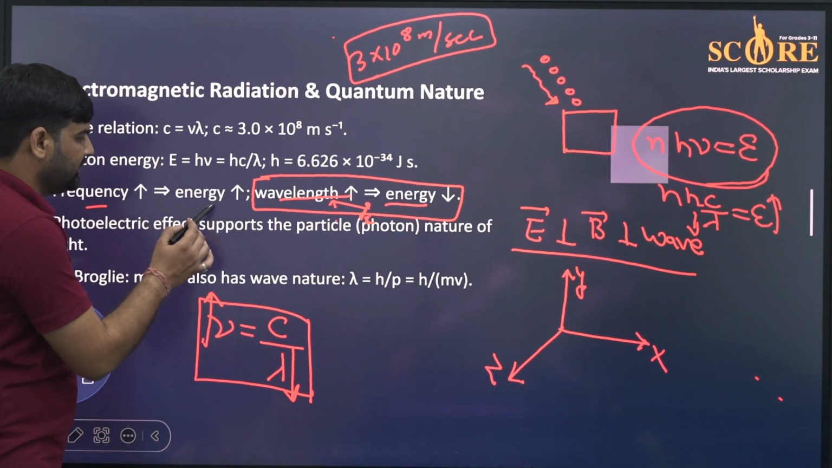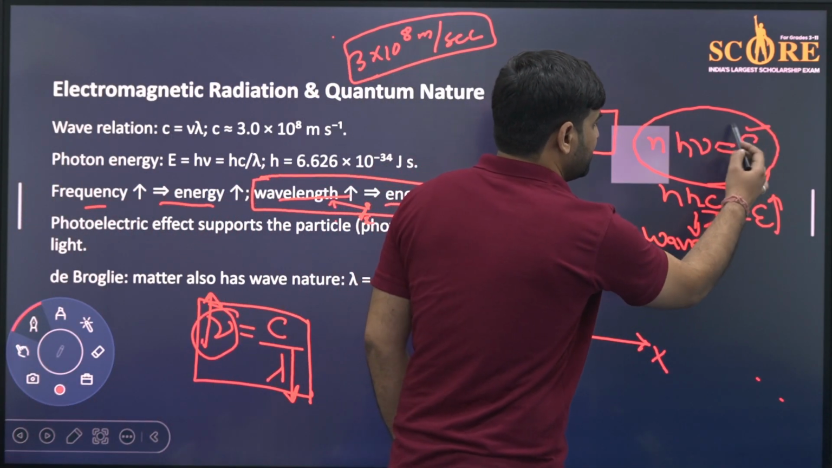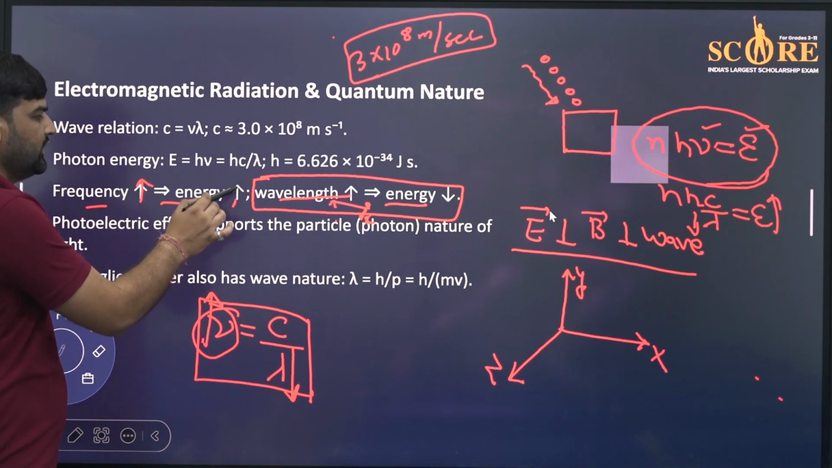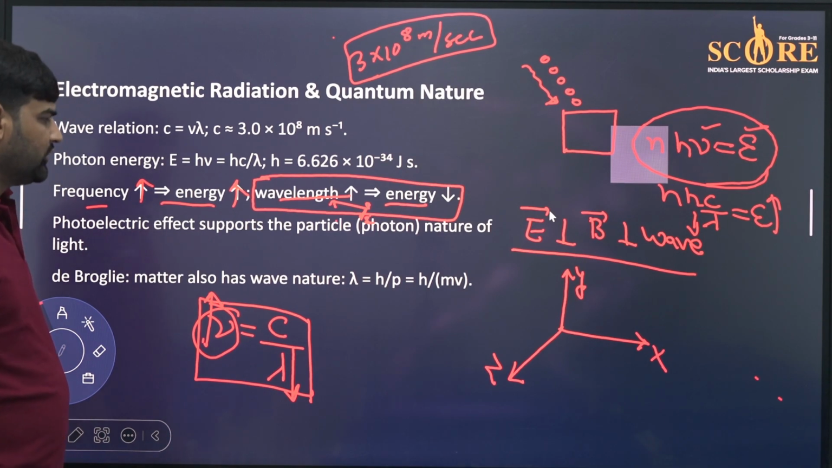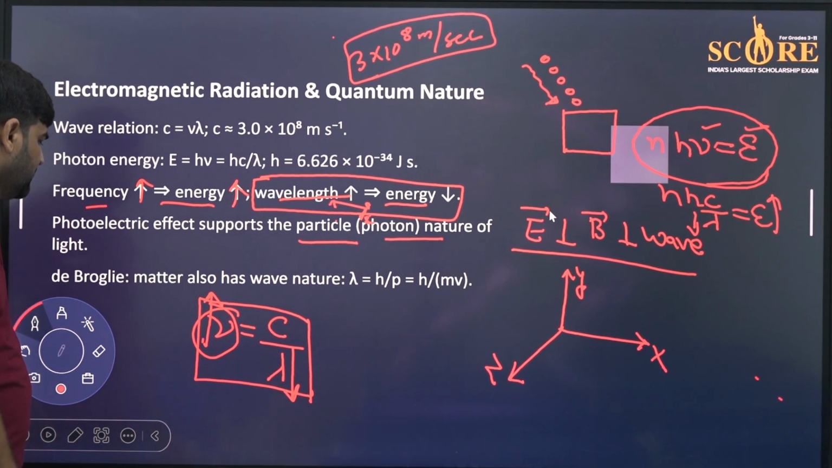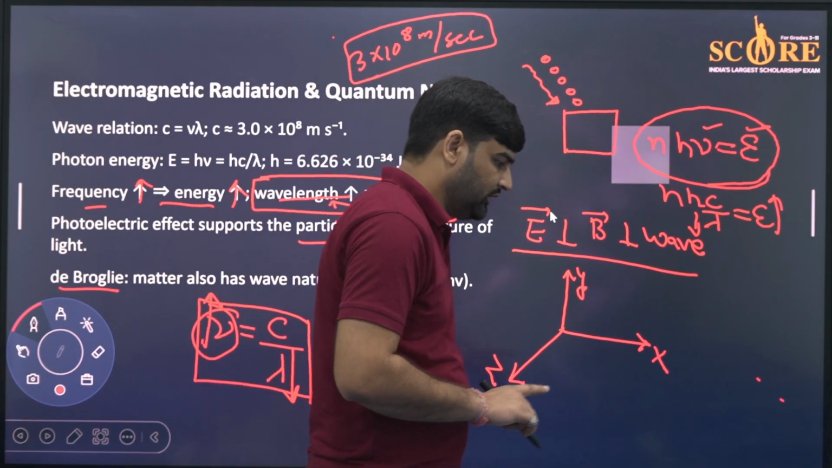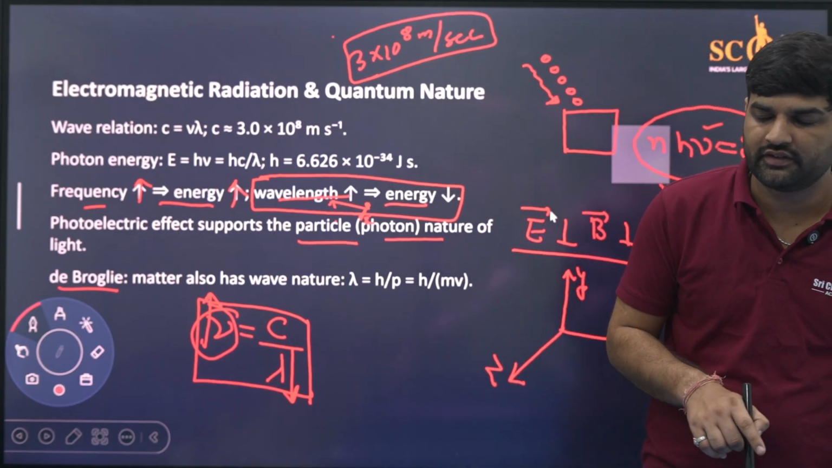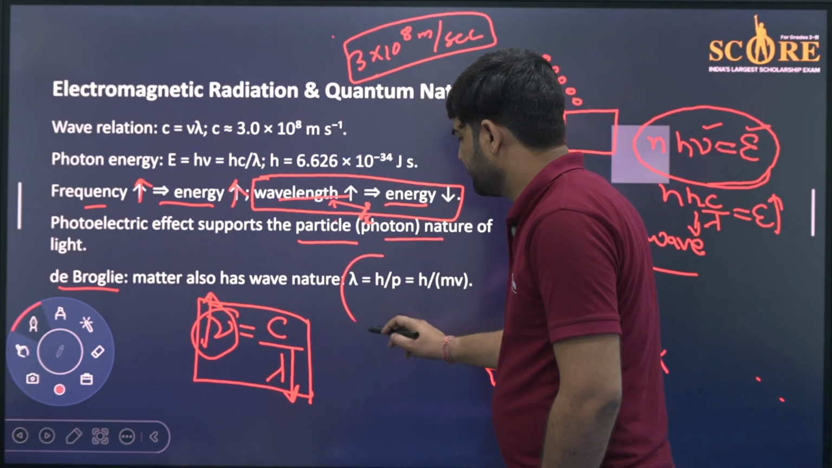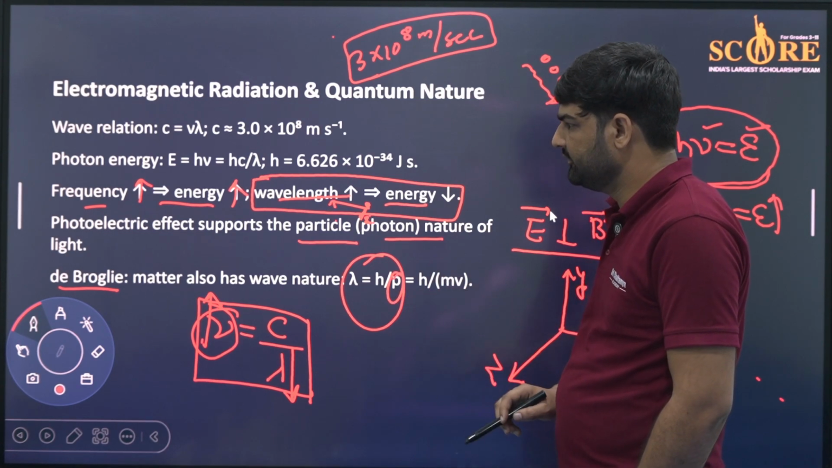And energy and frequency, you know nu is frequency. Energy and frequency are directly proportional. It means when we increase frequency, then energy also increases. Photoelectric effect supports the particle, photon, nature of light, and de Broglie wavelength also explains wave nature. It means dual nature, particle nature as well as wave nature. Lambda equals h upon p. P is momentum, that is mv.